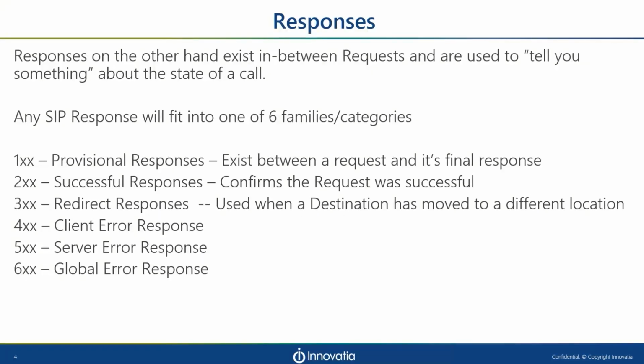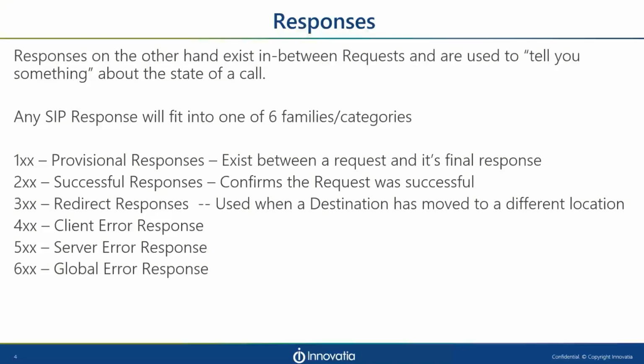The other type of SIP messages that you might come across are what's known as SIP responses. Responses very broadly will tell you something about the state or the status of a call. Every SIP response that you will come across can be broadly put into one of six families or categories of responses. And importantly, every SIP response is going to have a numeric code that goes along with it, as well as what's called a reason phrase. This will become a little clearer in a couple of moments.